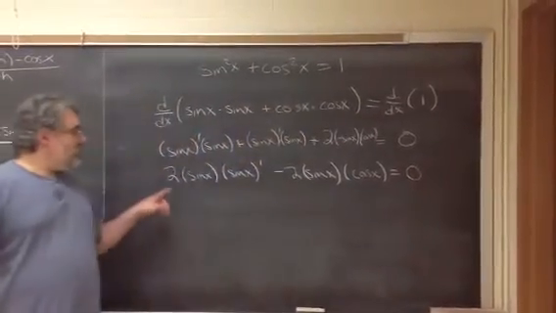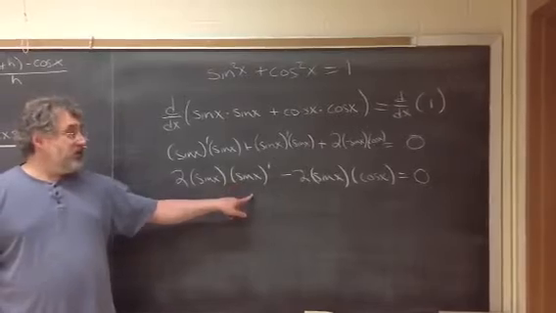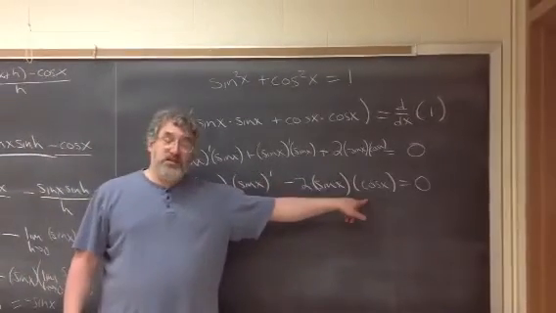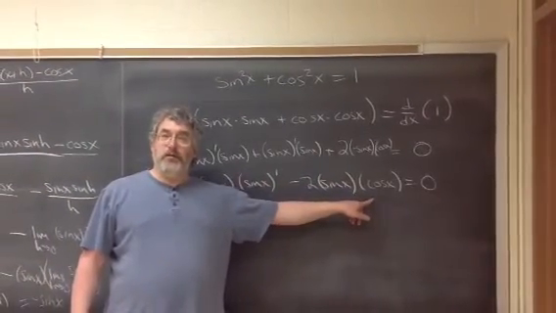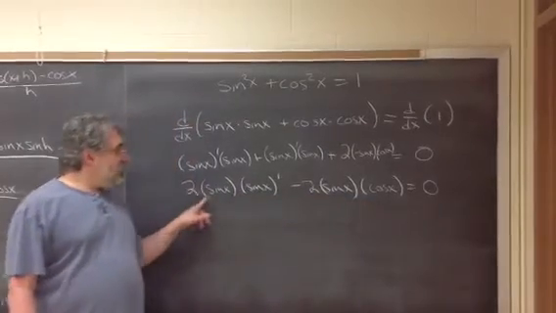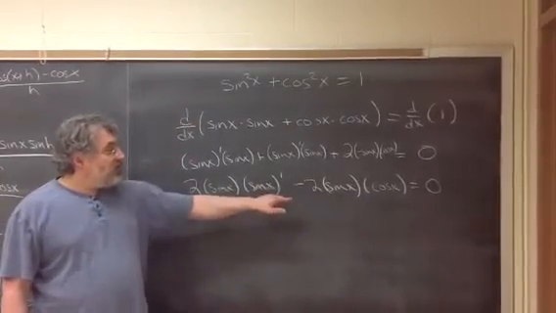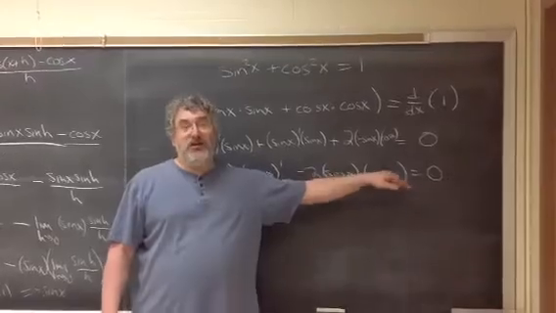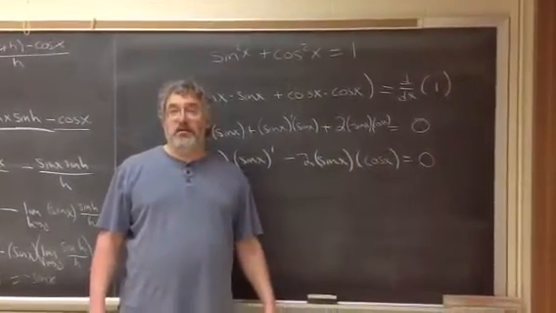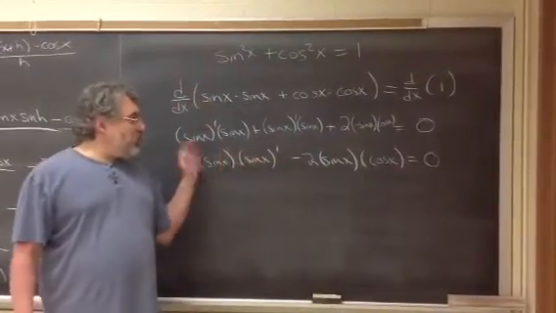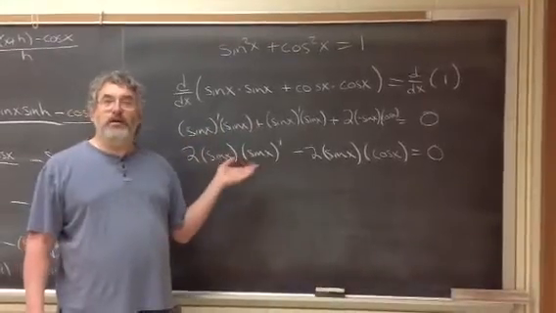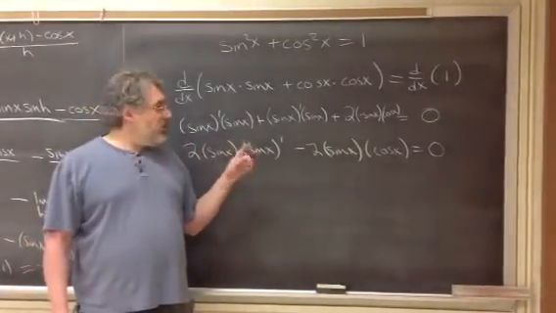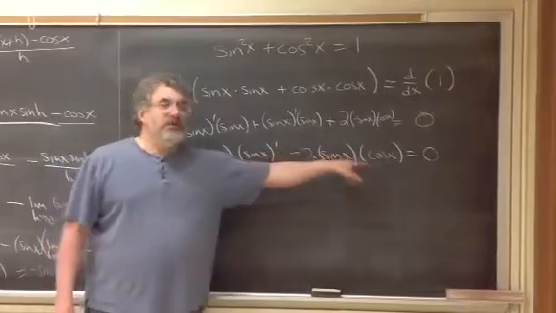So look at this. 2 sine x times something minus 2 sine x times cosine of x is 0. So again, 2 sine x times, we don't know, minus 2 sine x times cosine is 0. There's only one way that works. Now if sine of x is 0, both of these are 0. That's great. But sine x is not always 0. So to make this always work, we need the sine prime to be cosine.